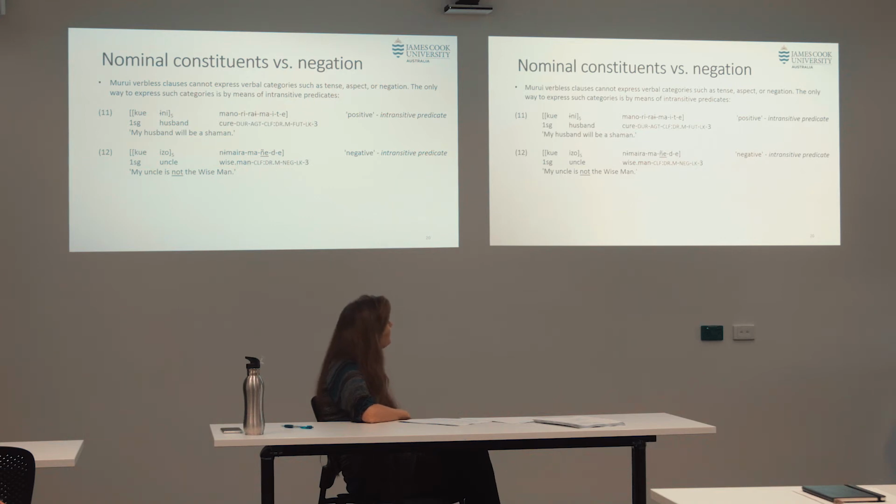And we have an example of that in 11, which is the positive intransitive predicate, kwe ini manorai maite, my husband will be ashamed. And in 12, we have the negative intransitive predicate, kwe ito nimairai maniete, my uncle is not the wise man.